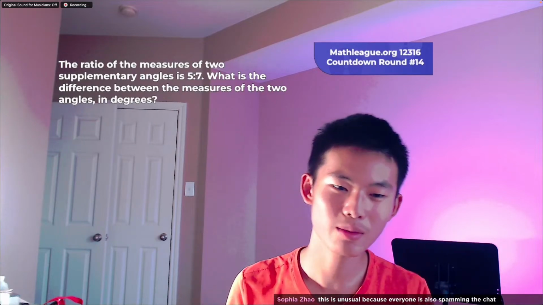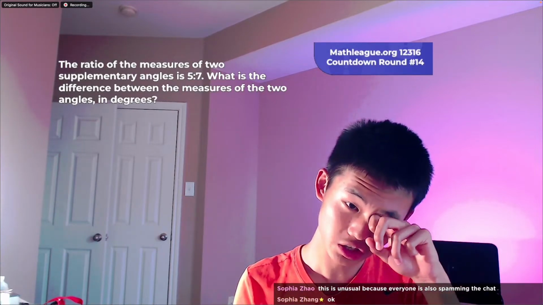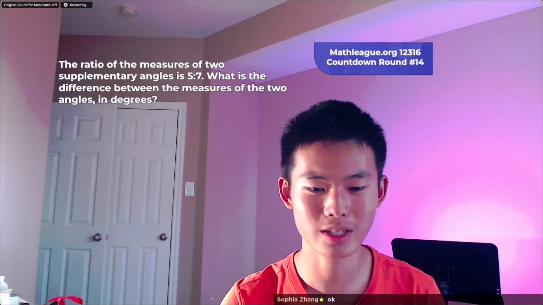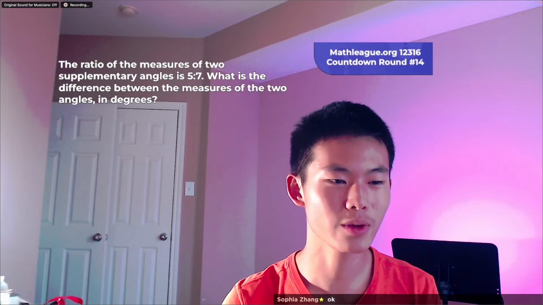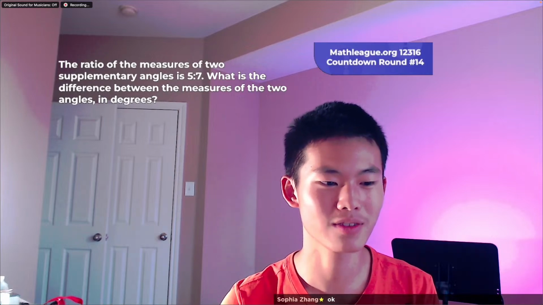Now we can move on to this question, which says the ratio of the measures of two supplementary angles is 5 to 7. So what's the difference between the measures of the two angles in degrees? The way we want to do this problem is, again, define variables.